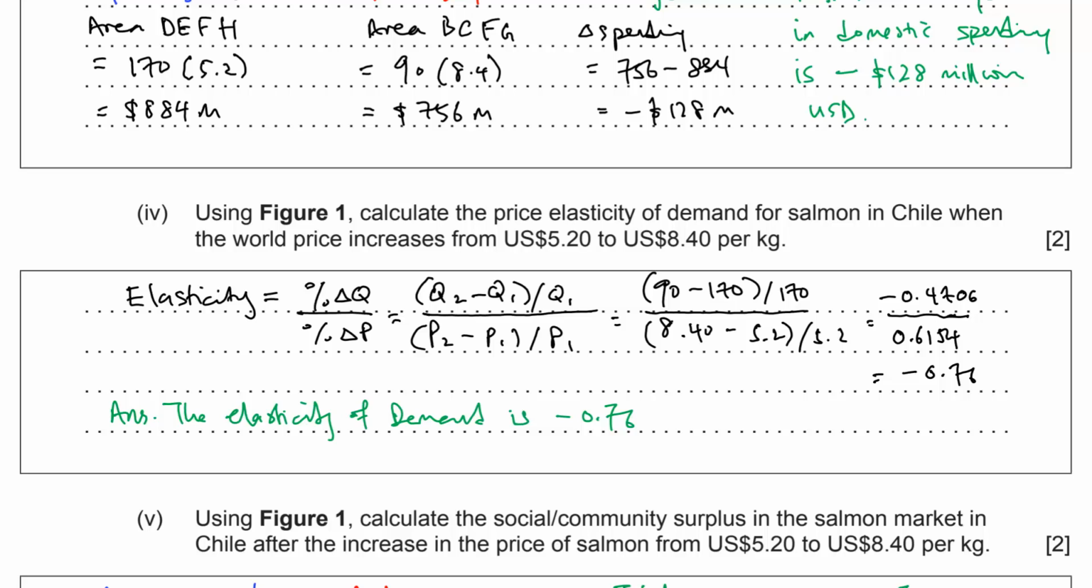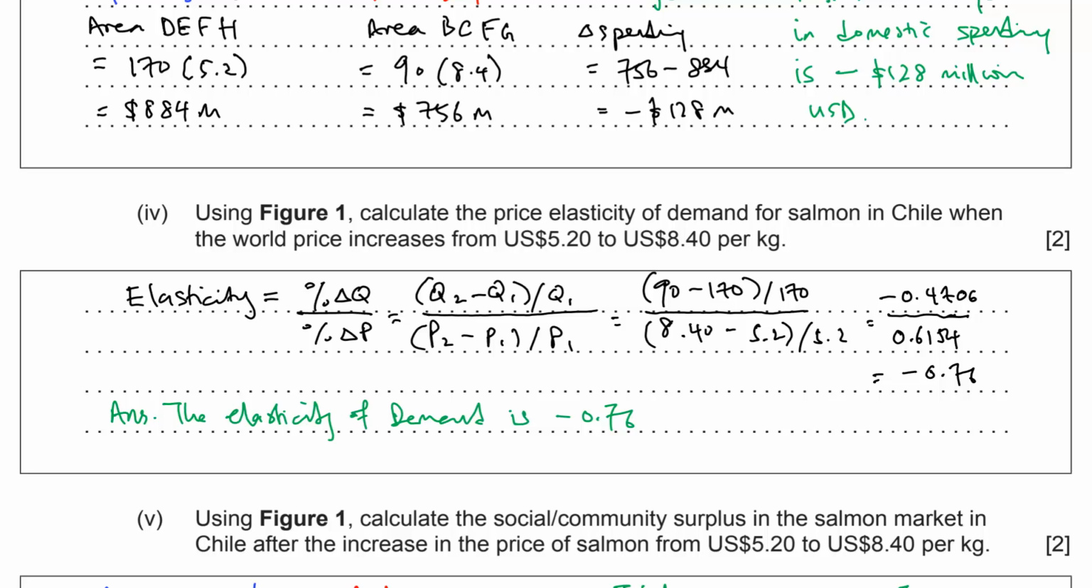To calculate elasticity, we take the percentage change in quantity and divide it by the percentage change in price. The percentage change in quantity is Q2 minus Q1 divided by Q1 using the straight percentage change. If you're using a midpoint method, you'd select a different version. And the percentage change in price would be P2 minus P1 divided by P1. Now we've got to fill in the blanks.